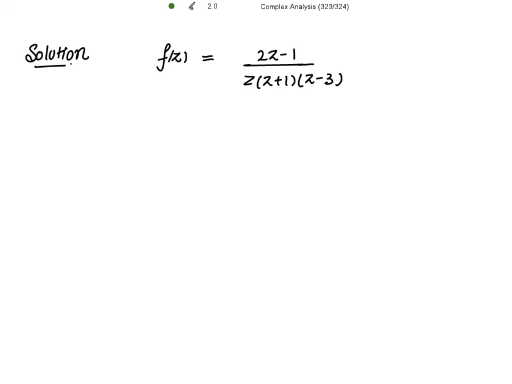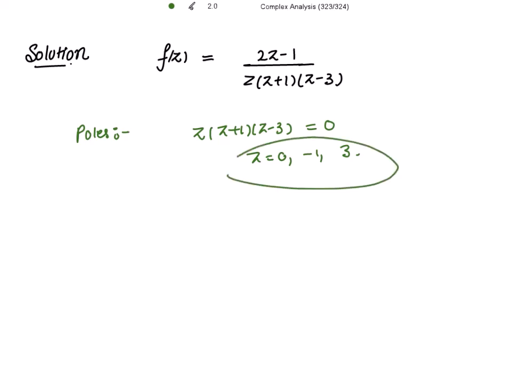So we have this function, and now to get the poles, we take the denominator equal to 0. We get z(z + 1)(z - 3) = 0. We get z = 0, -1 and 3, right? So we have simple poles because the power is 1, right? Whenever the power is 1, we have simple poles, the pole of order 1.